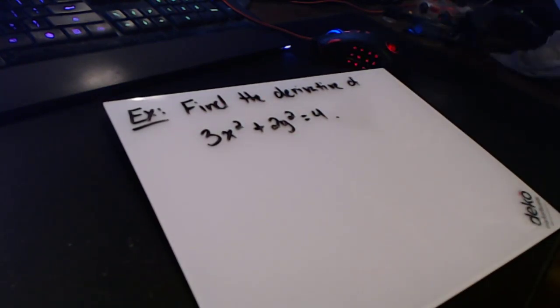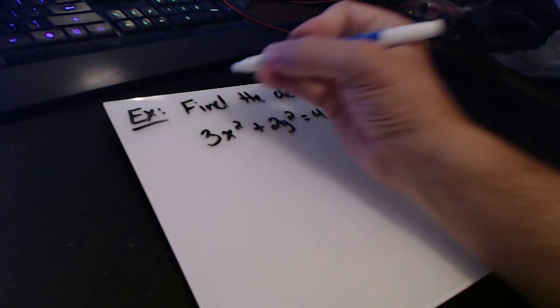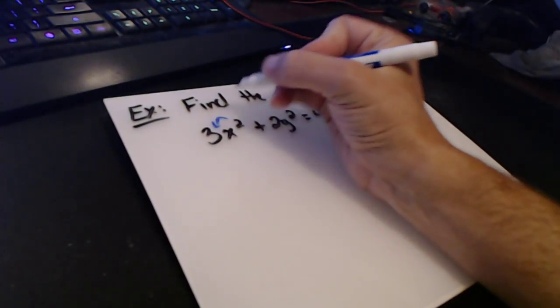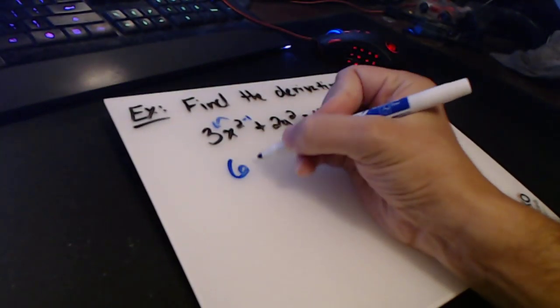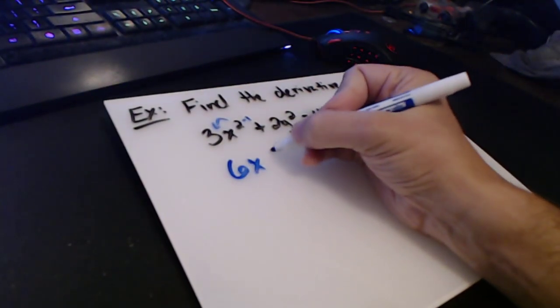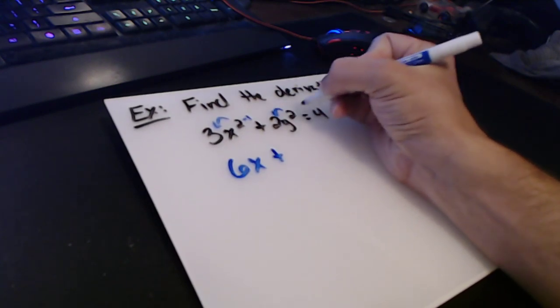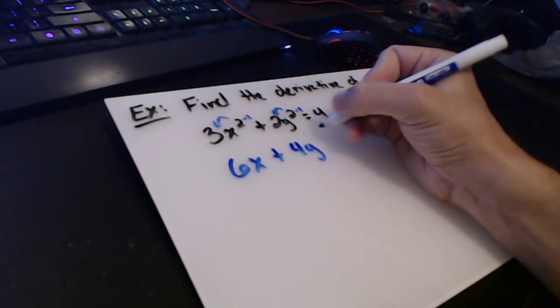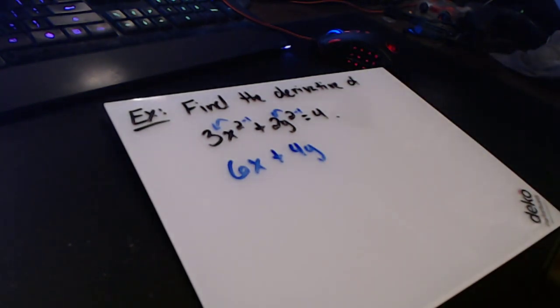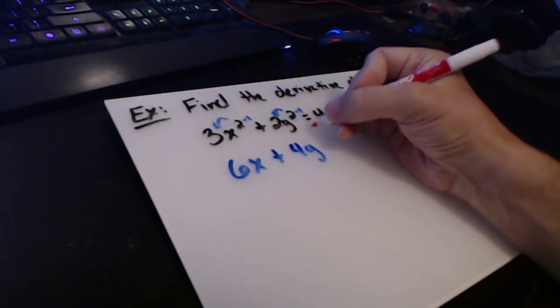So your methodology here is the same as what we did last week, where when we did power rule, you brought the 2 forward and then you minus 1. So 3 times 2 becomes 6x to the 1 power, plus you bring the 2 forward, you minus 1, and now you get 4y. But the problem is you're left with dy dx. Whenever you take a derivative of y, you get dy dx.